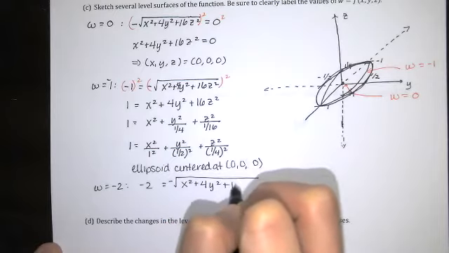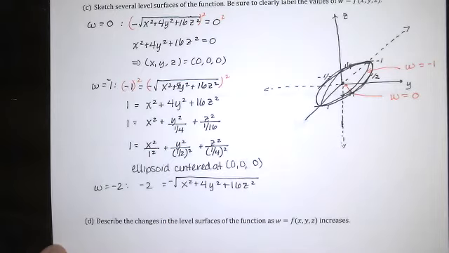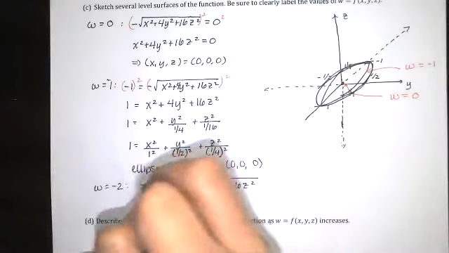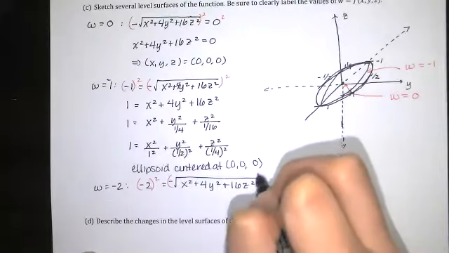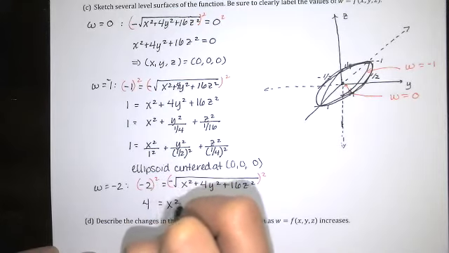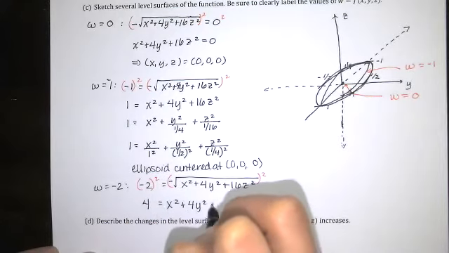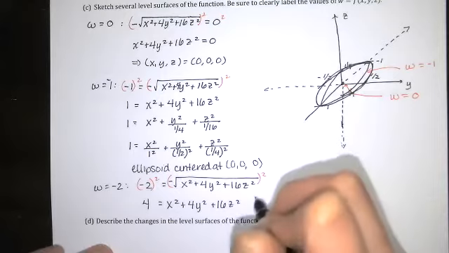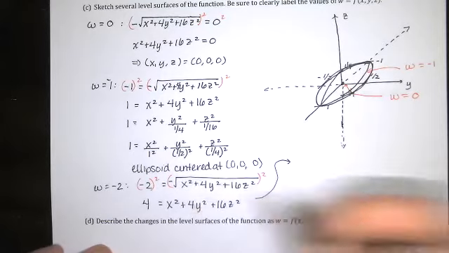I think we already know the answer. It's going to be another ellipsoid. The question is, which one? Well, I have 4 equals x squared plus 4y squared plus 16z squared. And then we take that and we divide both sides by 4.